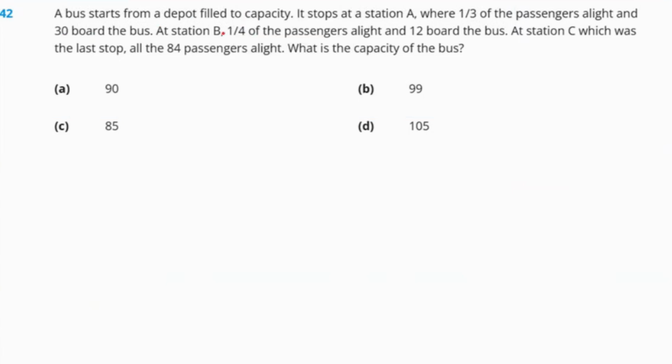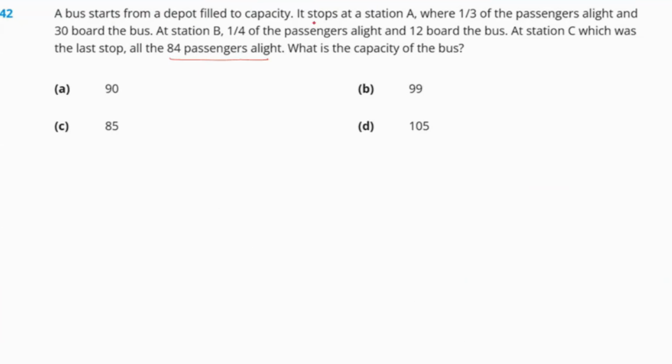A bus starts from a depot filled to the capacity. It stops at station A, where 1/3 of the passengers alight and 30 board the bus. At station B, 1/4 of the passengers alight and 12 board the bus. At station C, which was the last stop, all the 84 passengers alight. What is the capacity of the bus? That we need to find. So for this question, we need to add whomsoever is coming on the bus.